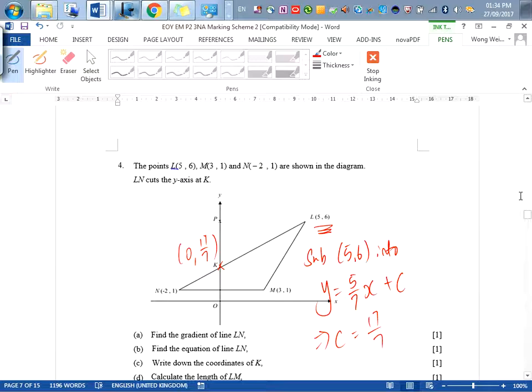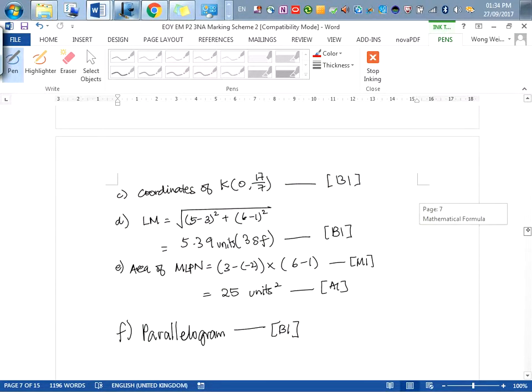Then in part D, we want to find the length of LM. So simply substitute into the equation, you get approximately 5.39. Show me the value in 5 significant figures first, then you round it off to 5.39. Do not forget the units. They didn't say whether it's centimeters or meters or whatever, so you leave it as units.